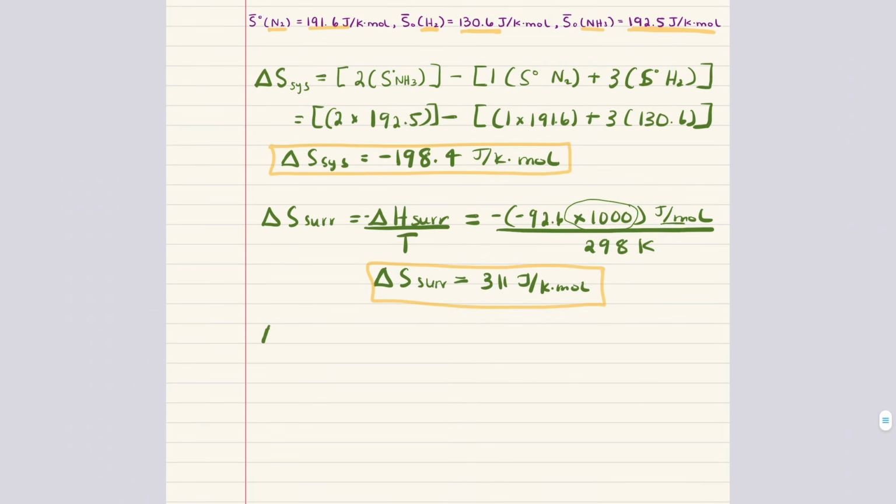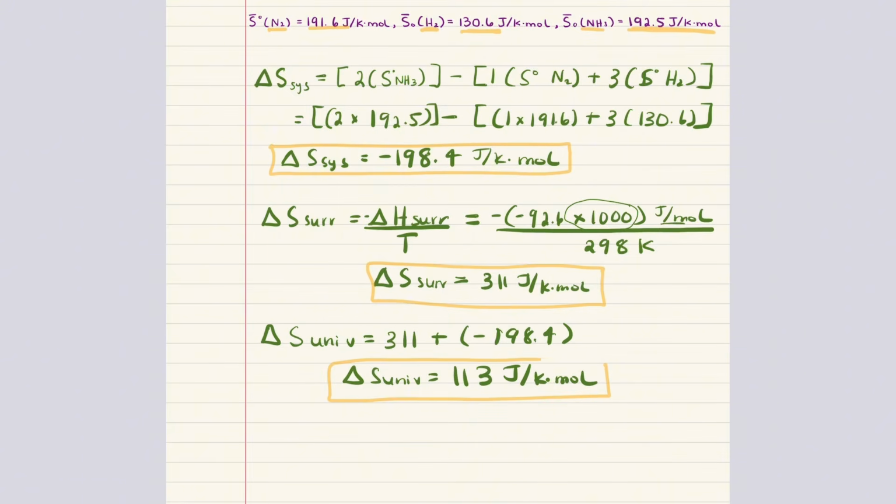Finally, the entropy change of the universe is going to be the sum of these 2 contributions. Delta S of the universe equals delta S of the system plus delta S of the surroundings, which is negative 198.4 plus 311. Plugging that into our calculator gives us about plus 113 joules per Kelvin per mole. And that is our final answer for this problem.